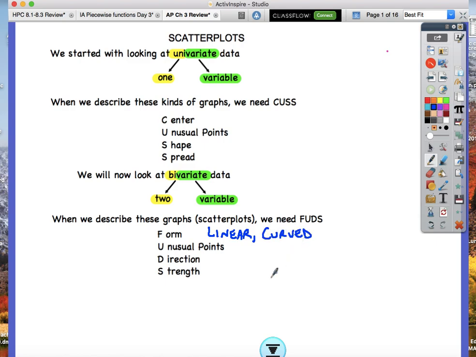And then you would talk about any unusual points. Those might be outliers, they might be influential points. And there's a difference between those two. We'll talk about that eventually. Direction, you're going to tell if it's positive or negative. And then you're going to also talk about the strength. So you're going to say something like really strong or fairly strong, moderately strong, weak, fairly weak, really weak, moderately weak, something like that.